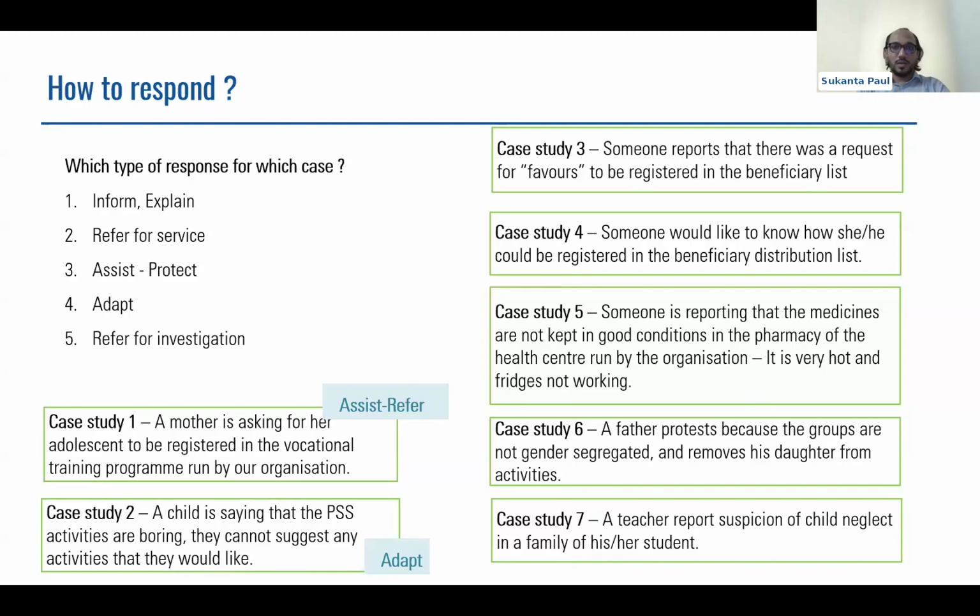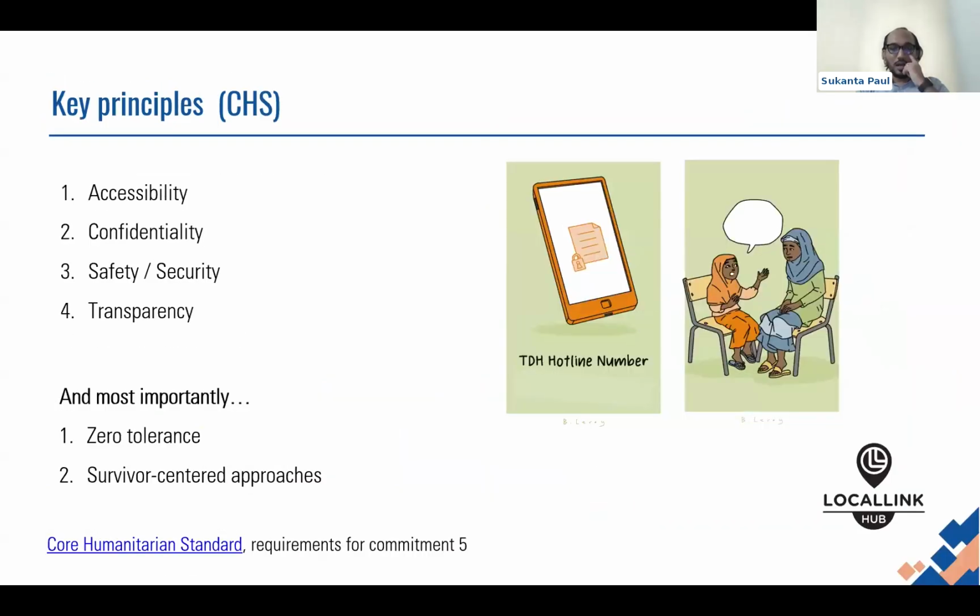So let's go to the next slide, as we have less time in hand. In CFRM, you follow some key principles. They are not rules, right? They are principles because they are flexible and can be adapted. The first is that it has to be accessible by everybody in the community, all the stakeholders like children, adults, and persons with disabilities.